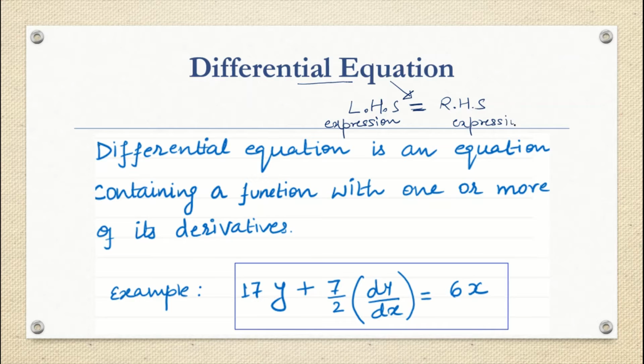So what is an expression? Some numbers are given to you, some positive, negative, any number will be present, some symbols will be present and some operators will be there. So these things all together make a mathematical expression. So an equation is the statement where the left hand side and right hand side both have a mathematical expression.